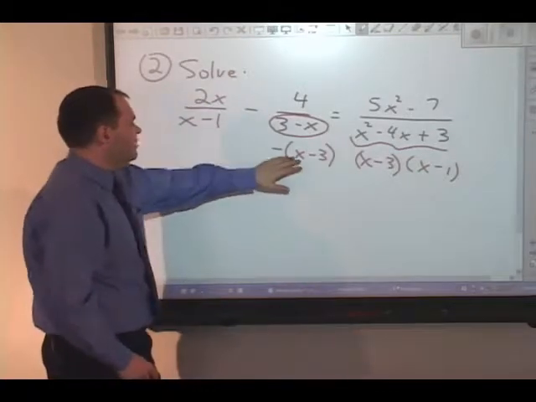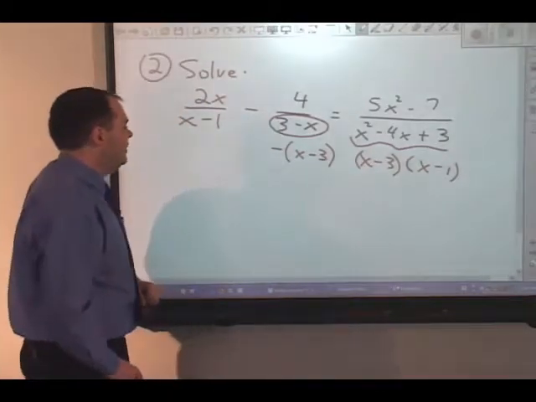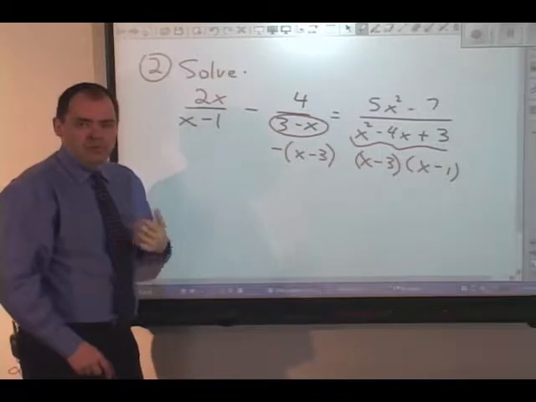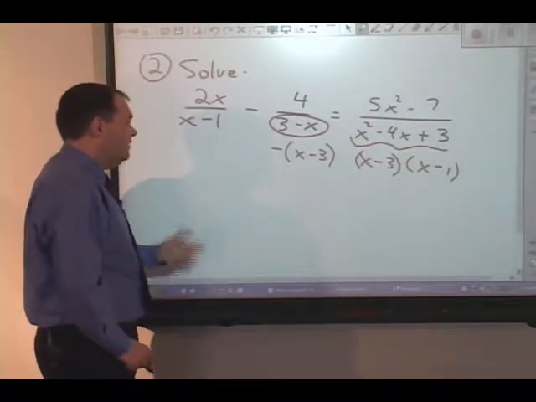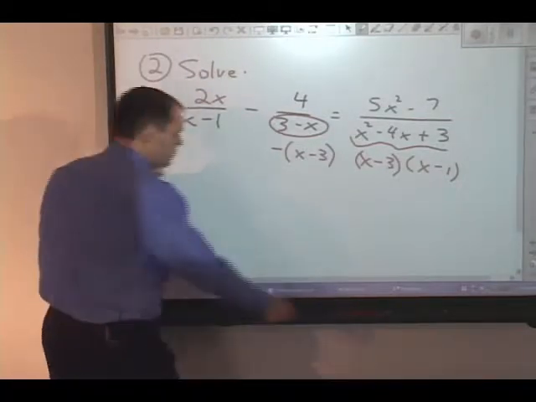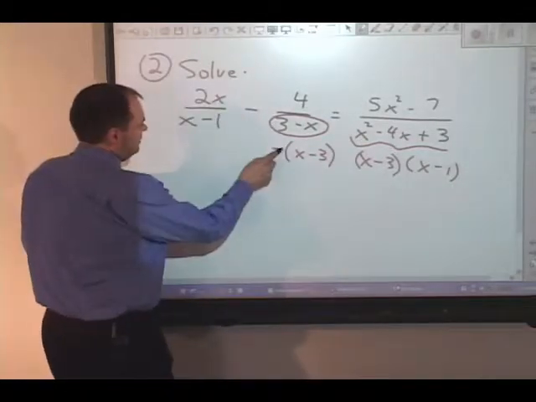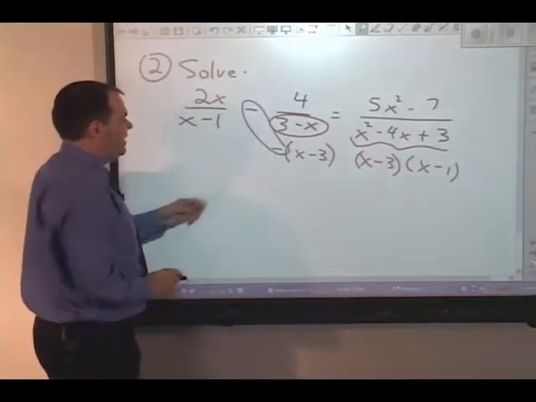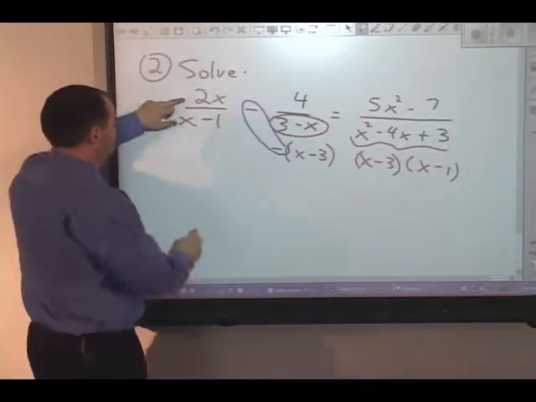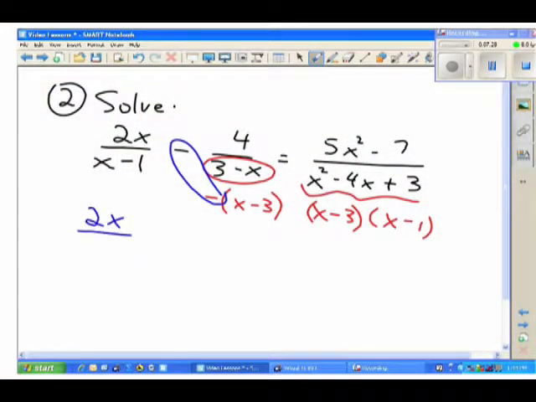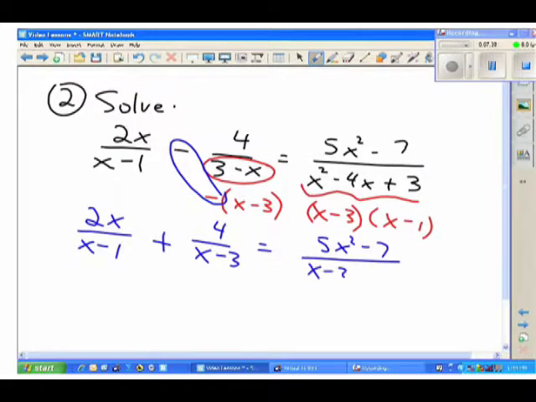Well, I then have another section, another factor of the denominator that's common, which is going to make finding a common denominator a little simpler. All right, so let's clean all of this up. This negative alongside that negative is going to create this expression to be positive, and we're then going to have 2x over x minus 1 plus 4 over x minus 3 equals 5x squared minus 7 all over x minus 3 times x minus 1.